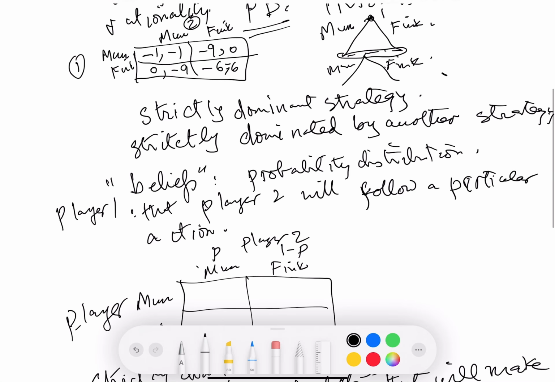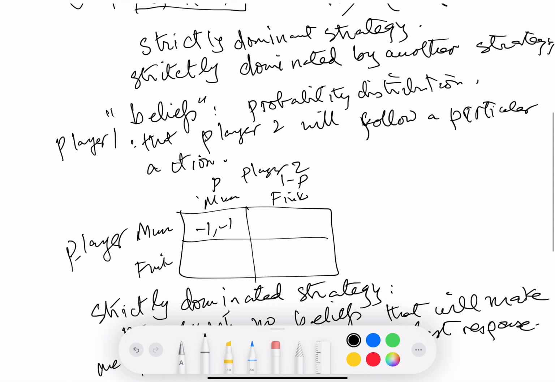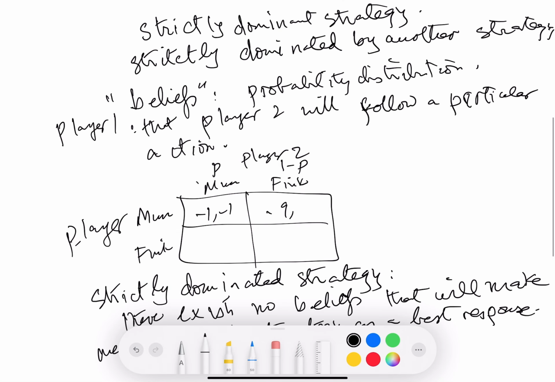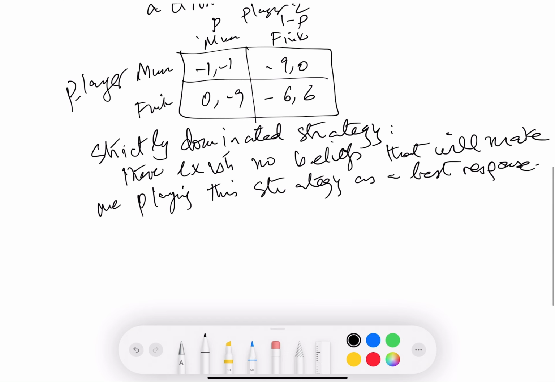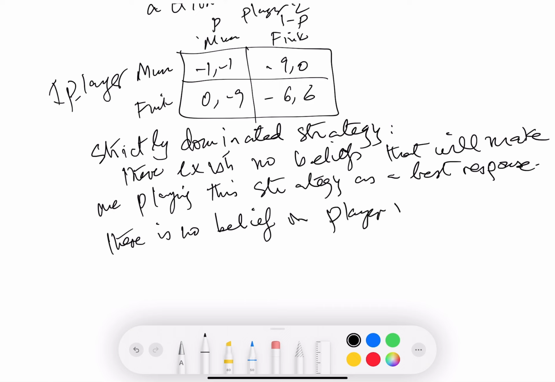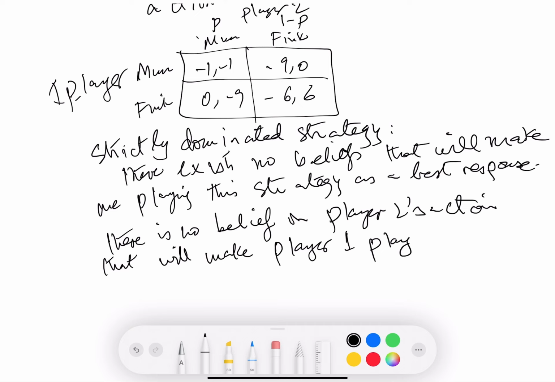So let's look at that in the context of the prisoner's dilemma. In the context of the prisoner's dilemma, what I would claim is that for player 1, and this is a symmetric game, so this will also hold for player 2, for player 1, there is no belief on player 2's actions that will make player 1 play mum.